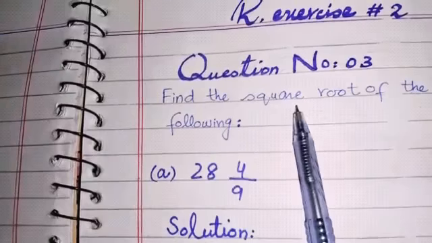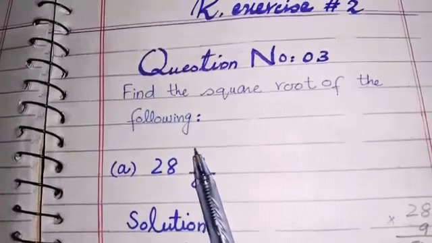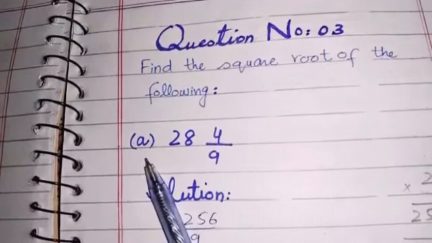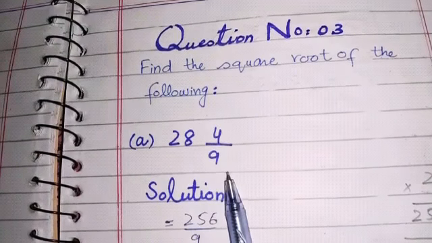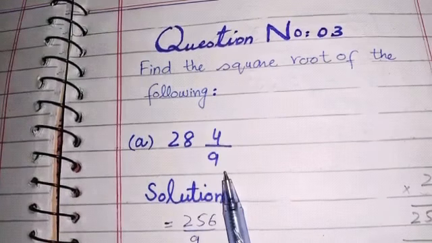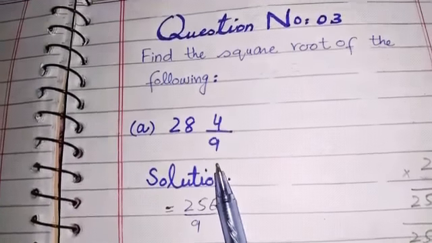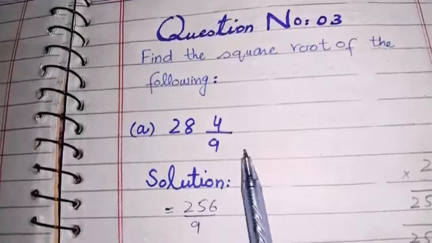Now students, here is our question number 3. Find the square root of the following. Here is our part A, given to us: 28 4 over 9. Students, as you can see, this is a mixed fraction. First we will convert this into a proper fraction, then we will take the square root of the numerator as well as the denominator.